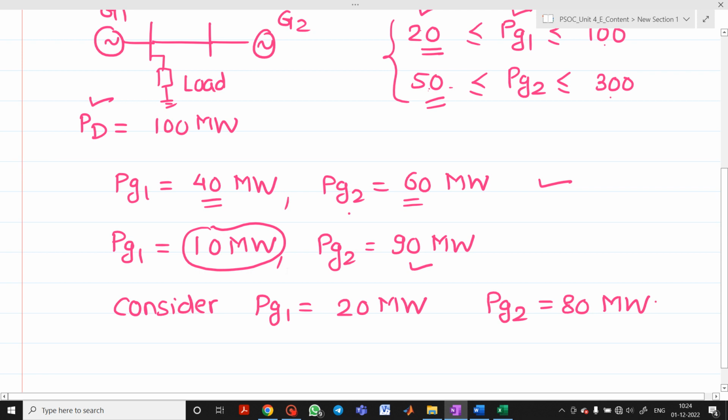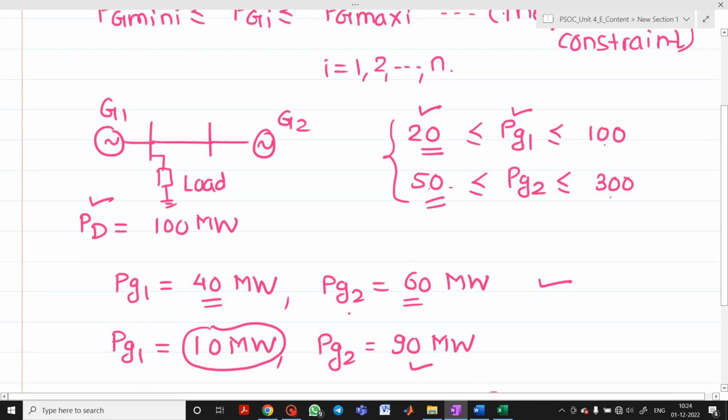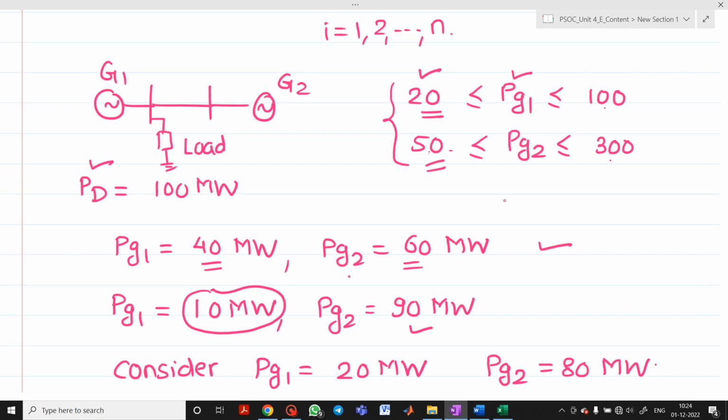So if we have these constraints given in a numerical, and if you get this kind of answer, it's okay, it's of no harm, because it lies within the limits we have given. But if by calculation we get this kind of answer, then what do you have to write there? 10 megawatt is not possible to produce by Pg1 because its lower limit is 20 megawatt. So let us consider that it will produce 20 megawatt.